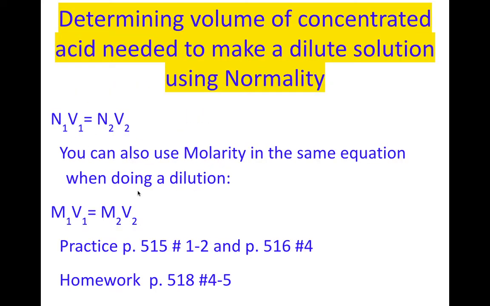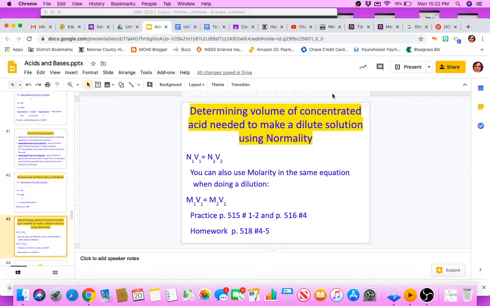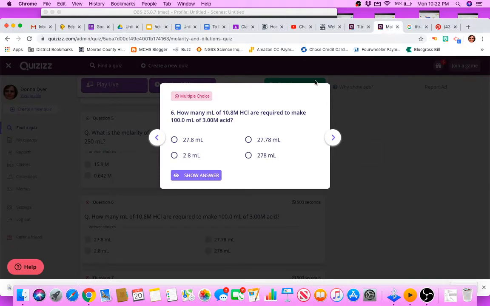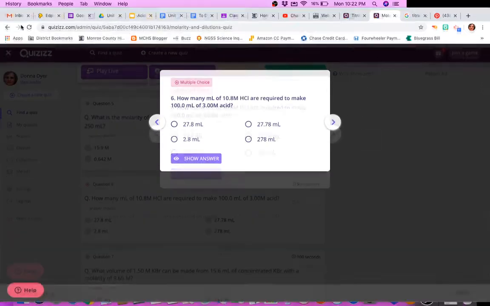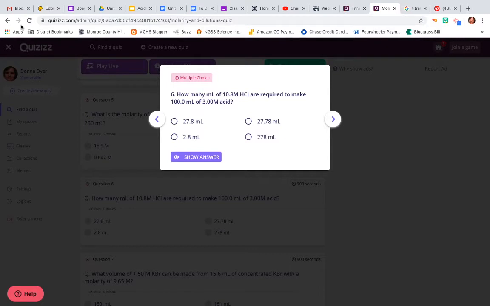So that's how you're going to work these problems. What I wanted us to do first is work out some equations where we're just talking about doing dilutions, and then we'll bring normality and molarity into it. Again, remember it's N1V1 or M1V1 equals N2V2 or M2V2. So first, we're going to look at a couple of problems from quizzes. These are just some problems from quizzes that I found.